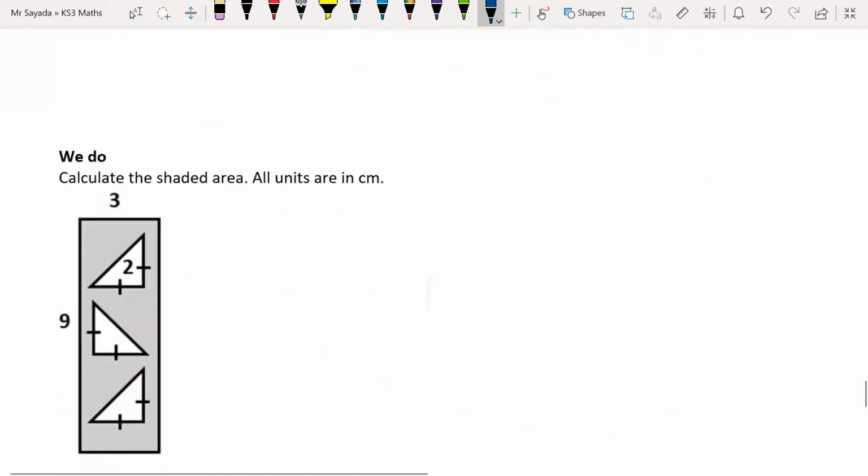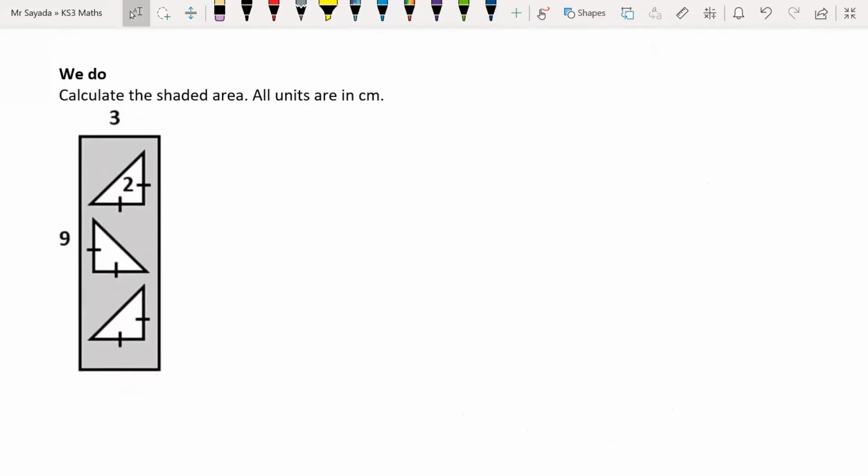Please now try this example yourself. Pause the video while you try it. Press play once you're ready. You should have now tried this example. Let's go through it together. Please mark your work as we go through it.